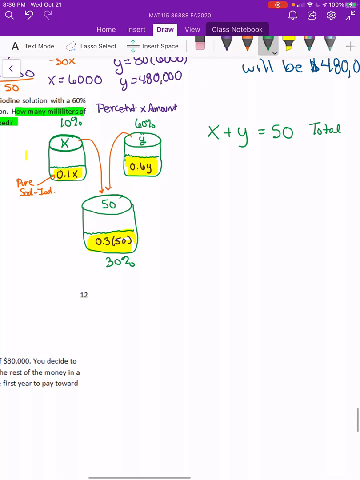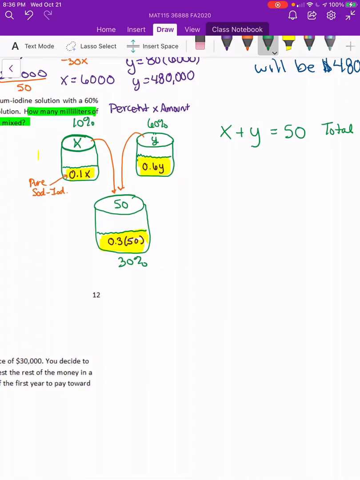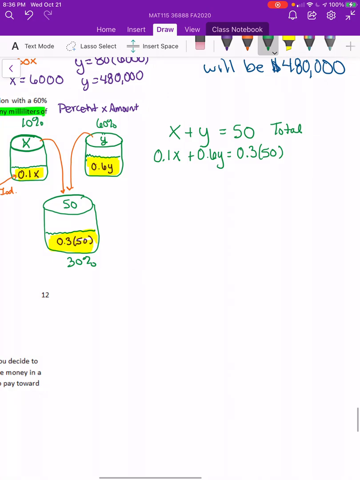And then you're going to have another equation that's going to come from those highlighted parts, the sodium iodine, that's the amount of sodium iodine. So it's going to look similar, but it's just going to be 0.1x, so these are all the percents, plus 0.6y is equal to, and don't forget the percent for this one, 0.3 times 50. Okay, so you've got a total equation, and then you've got one that's like the percent equation. And this percent equation basically represents the sodium iodine.